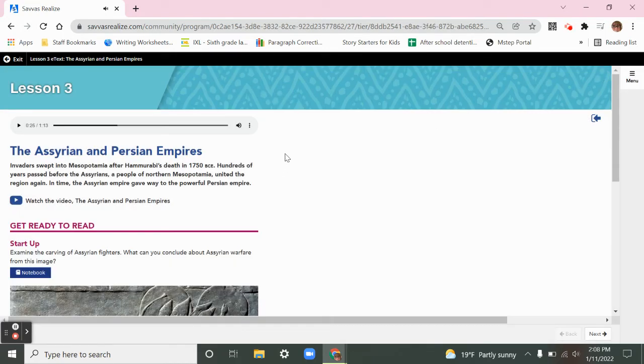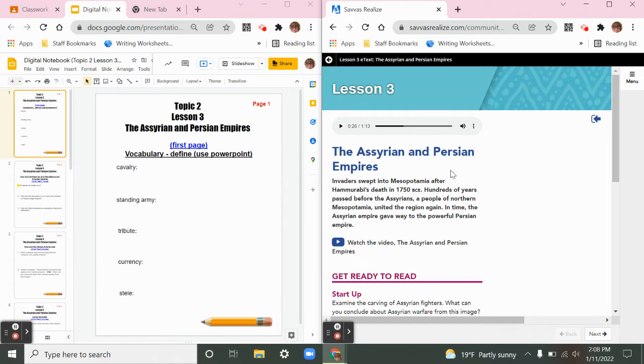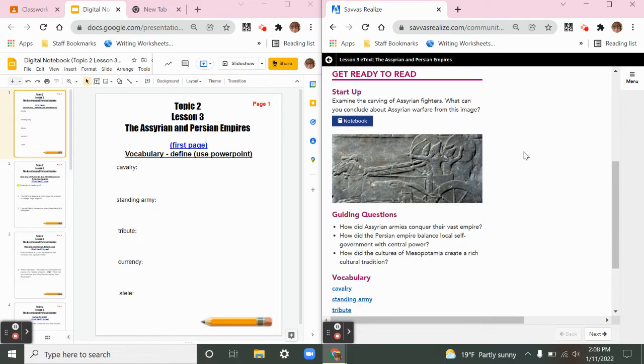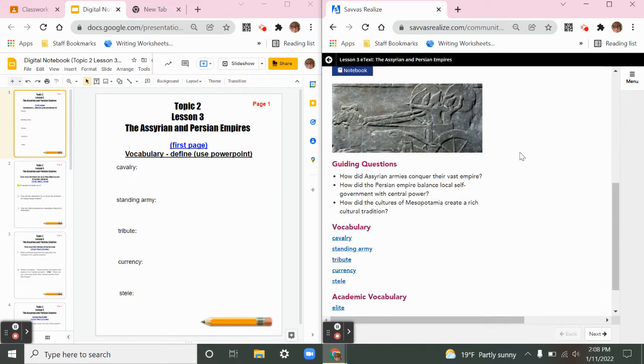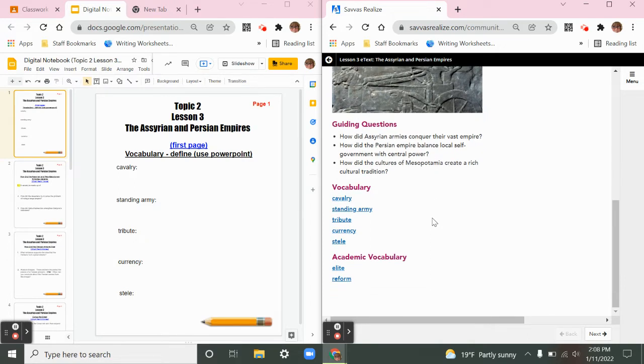All right, back to our video. At the bottom of this first page are the guiding questions. We are going to skip those. We also have our 5 vocab words. On page 1 of your digital notebook, please define these words using either Savas here or the PowerPoint I have made for you.